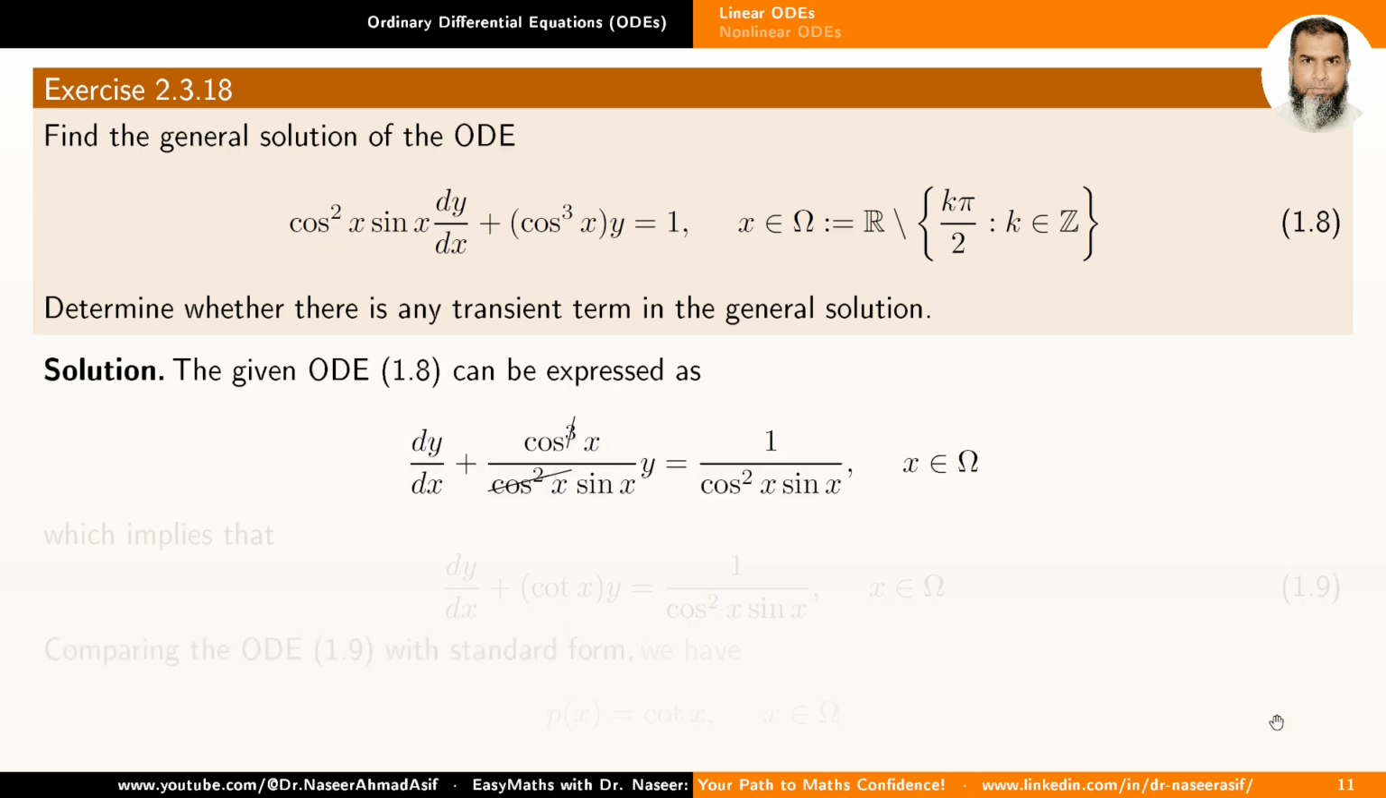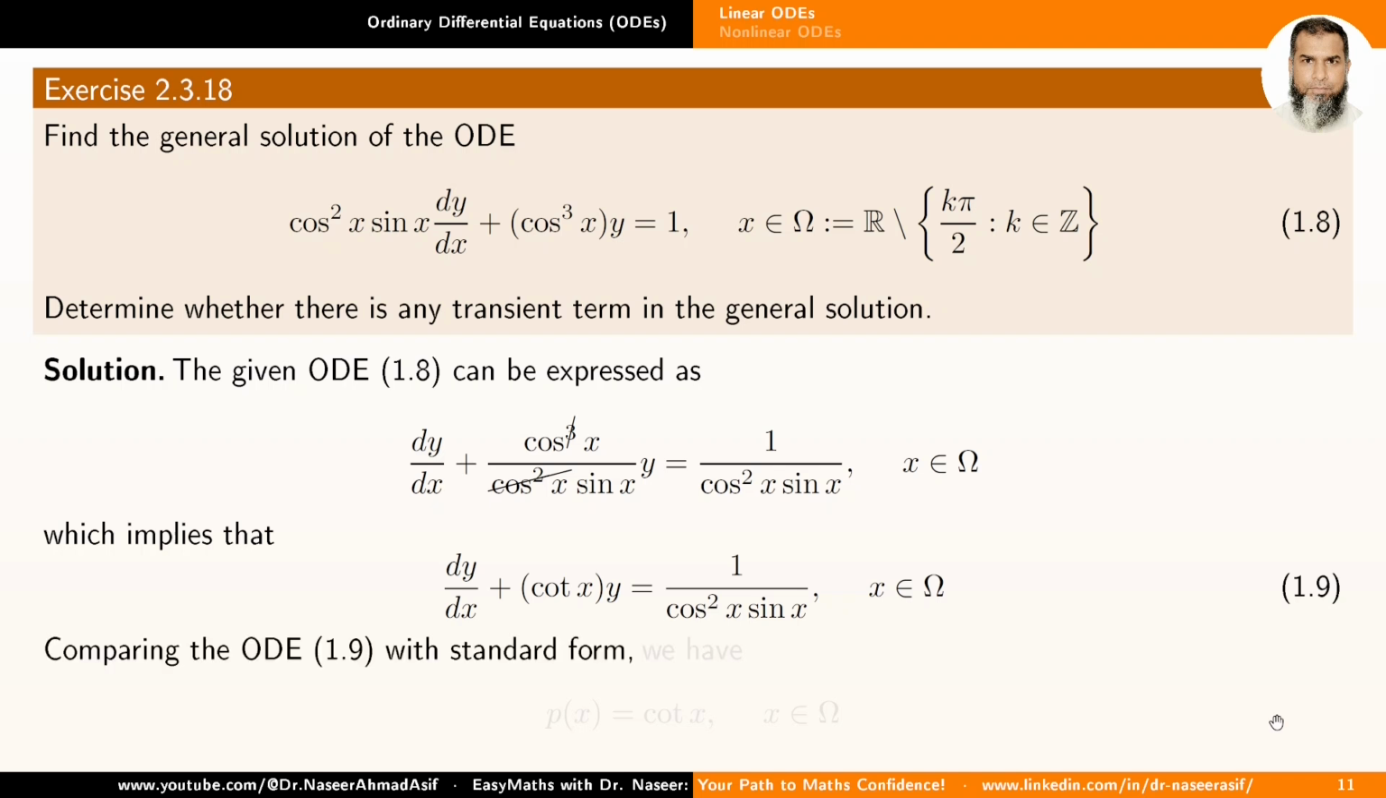The given ODE 1.8 can be expressed as dy/dx plus cos³x over cos²x sin x into y is equal to 1 over cos²x sin x, where x belongs to Ω. So we have dy/dx plus cot x into y is equal to 1 over cos²x sin x, where x belongs to Ω.